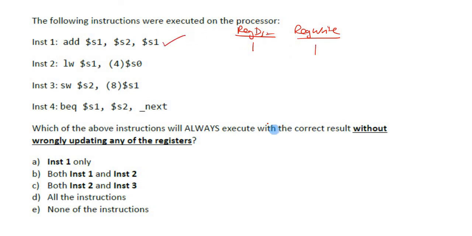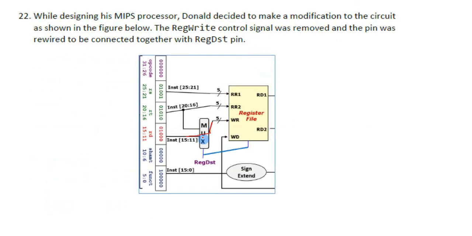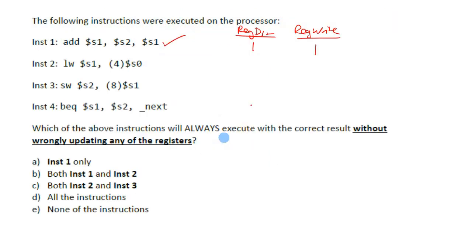Okay, no problem. For a load word, this is actually the destination, the RT location. So the register destination is supposed to be a 0. But a load word instruction requires an update to the register, so the register write is supposed to be a 1. In this case, there is a mismatch. They're not the same, so this is not going to work.